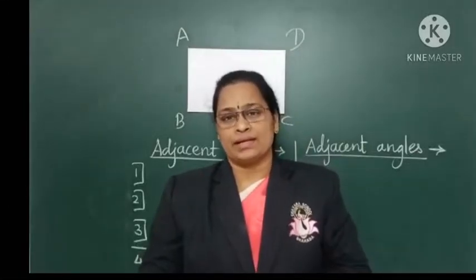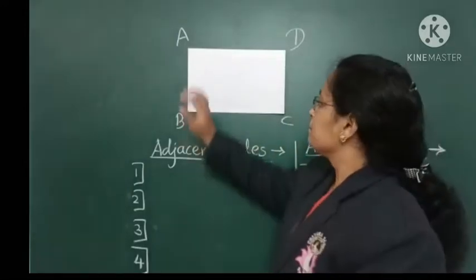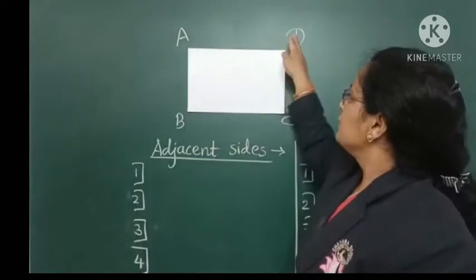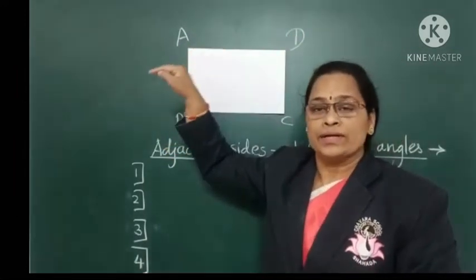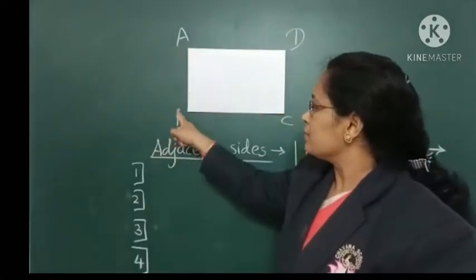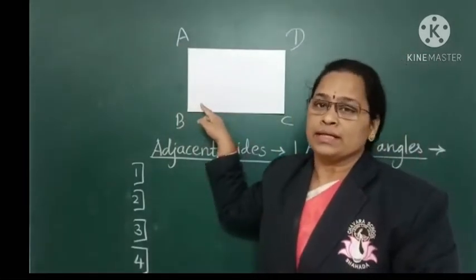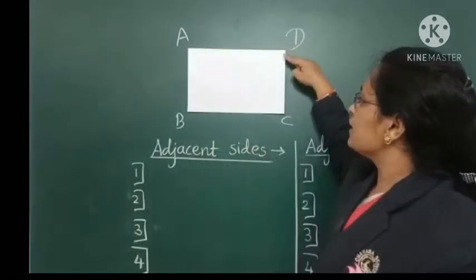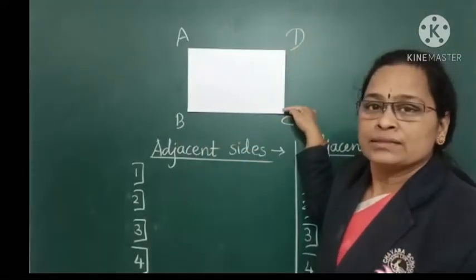Let's revise adjacent sides and adjacent angles. In quadrilateral ABCD, if you see here, side AD and side AB, they are making one angle, or they are including one angle, that is angle A. Similarly, side AB and side BC, they also include one common angle, that is angle B. Side DC and side AD, they include the angle D. Side DC and BC, they include the angle C.